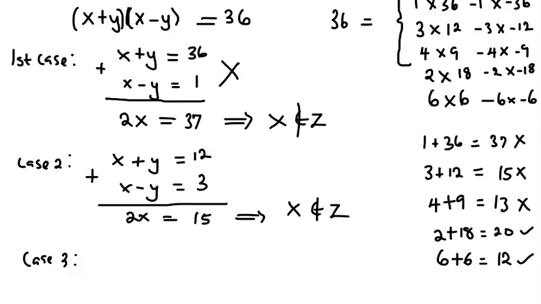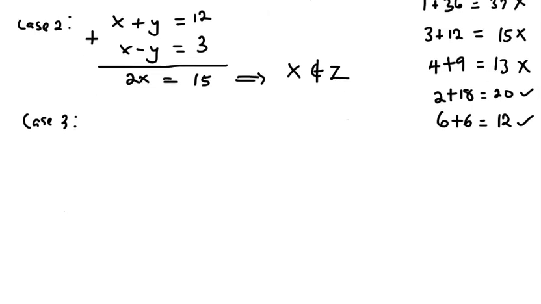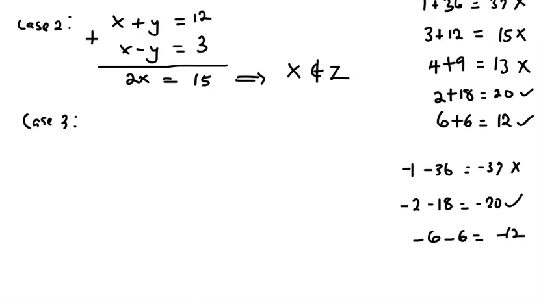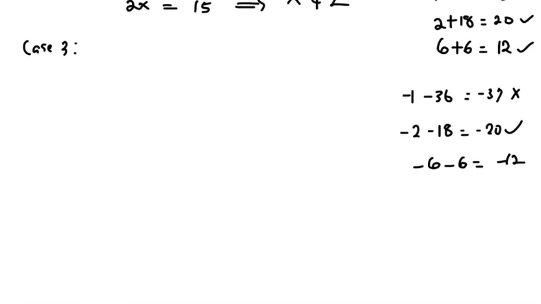The same thing applies for the negative numbers, right? Negative 1 plus negative 36 is equal to negative 37, so no integer solutions here. The only ones left are negative 2 plus negative 18, which is negative 20, and negative 6 plus negative 6, which is negative 12, right? So obviously now we have just 4 cases to consider here. So now let's start again. Let's say our case 1.